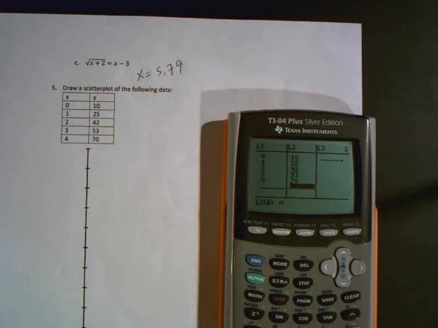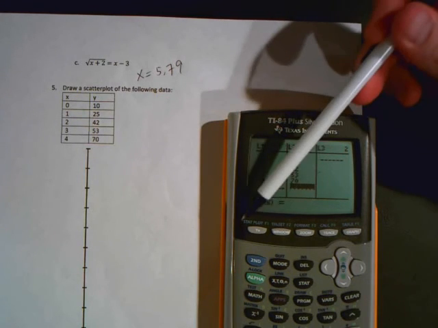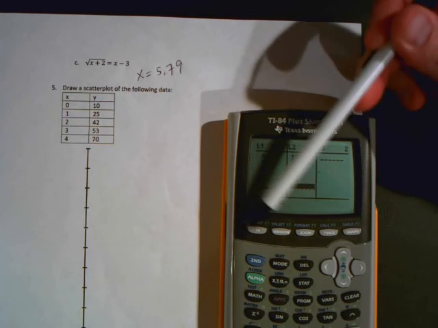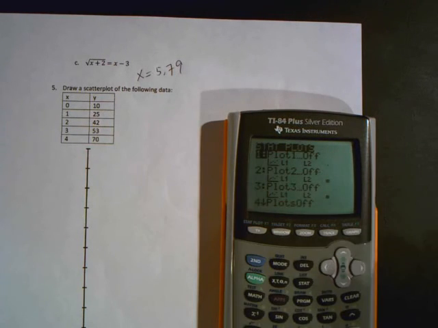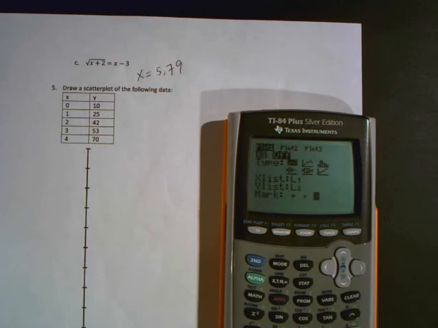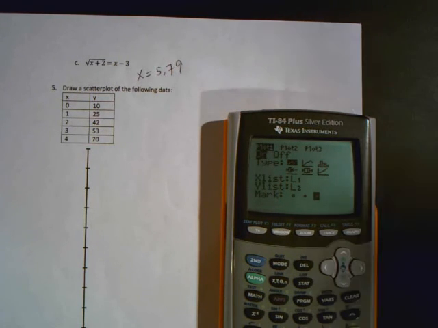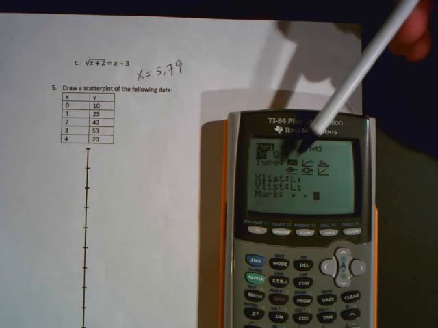Now I have to tell the calculator, draw me a picture of that data. And that's taken care of here in what's known as the stat plot menu. I'm going to go second, Y equals to get into stat plot. I'm going to turn it on. We have lots of different graphs we can draw. This first one is the one we want.